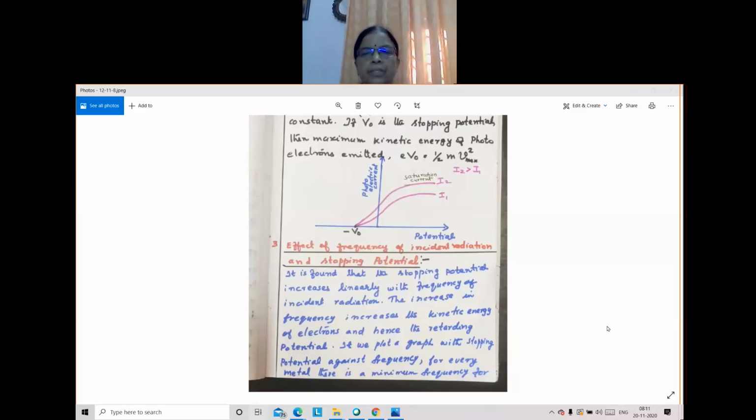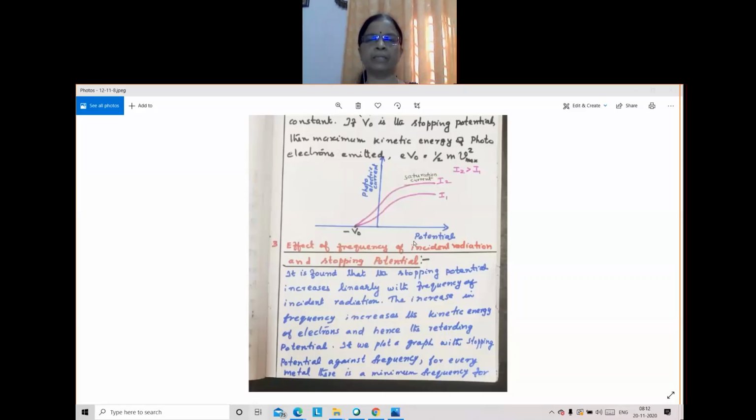So, effect of frequency. We know that less than the threshold frequency, if light is incident, no electrons will be ejected. Then there is no question of stopping the electrons. So, what do we know from that? There is a minimum frequency below which there is no emission of photoelectrons, and therefore no need of stopping potential. We are studying frequency and stopping potential.